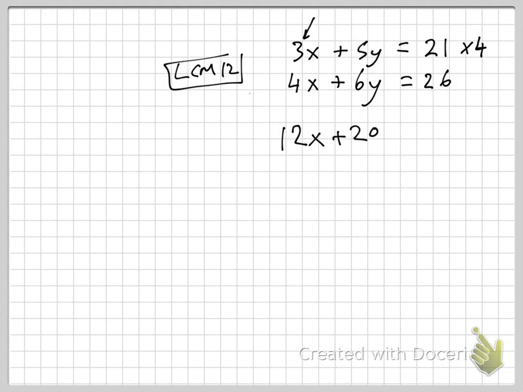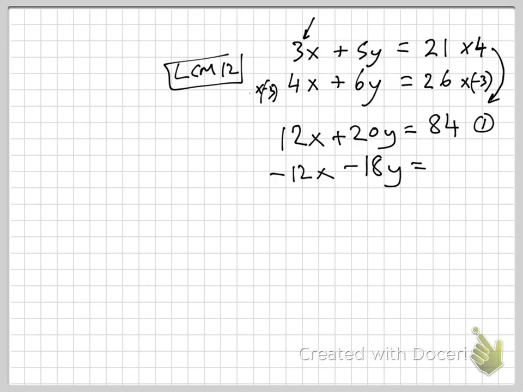12x plus 20y equals 84. So there's the first equation multiplied by 4. Multiply the second equation by negative 3. I will get negative 12x, negative 18y equals, what's 3 times that? Is that negative 78? Yeah, negative 78. Right, that's why I did it, so they'll cancel. Can you see that's 2y, that looks like it's 6, so y must be 3.